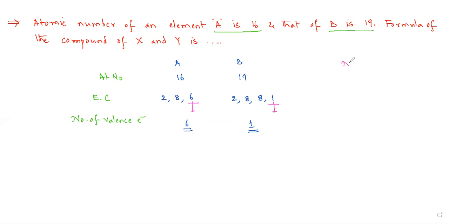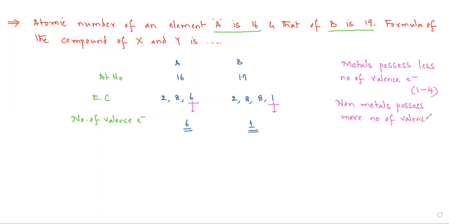Remember, metals generally possess lesser number of valence electrons. Let me say 1 to 4. Whereas non-metals possess more number of valence electrons. I mean 5 to 8. So which one is a metal here? It is very clear that this is a metal. And you all know that the metals generally form cation. And say this is a non-metal. Right. Non-metals generally form anions. I told you this. Now coming to the group numbers.